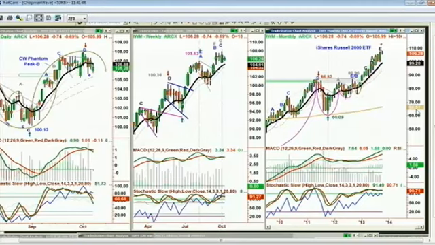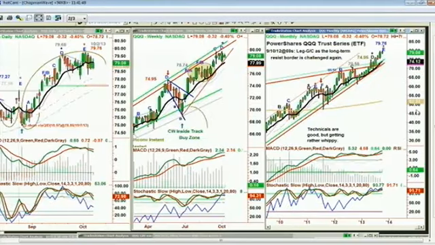Now let's look at the Q's. The Q's are in fact leg E, and 79.76 is the high, the most recent high on the 2nd of October. It's under the 9 EMA.